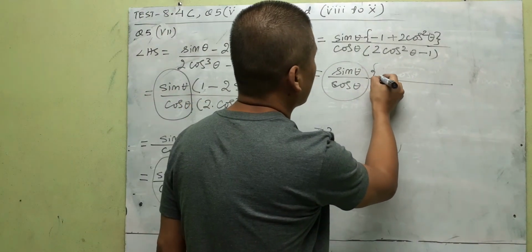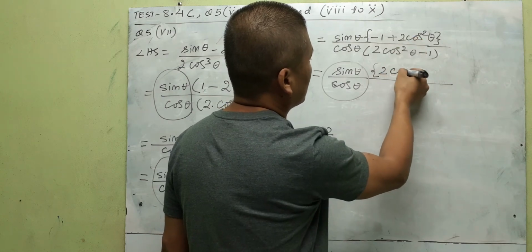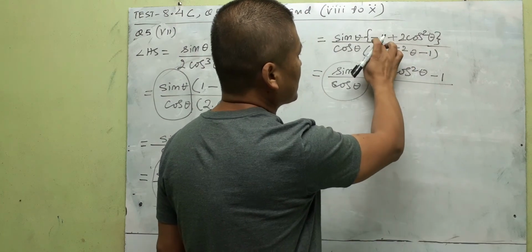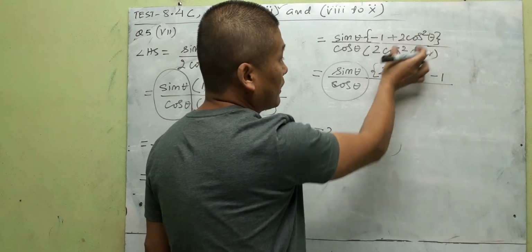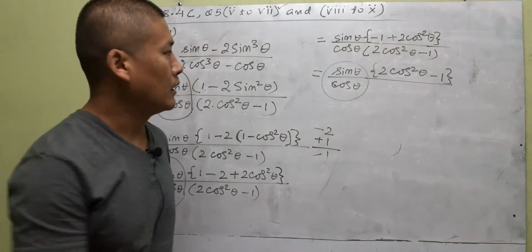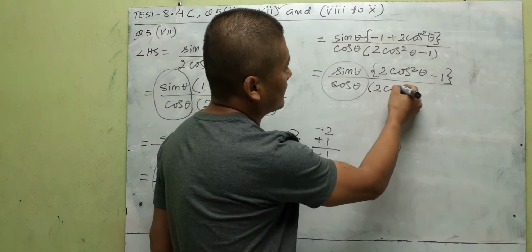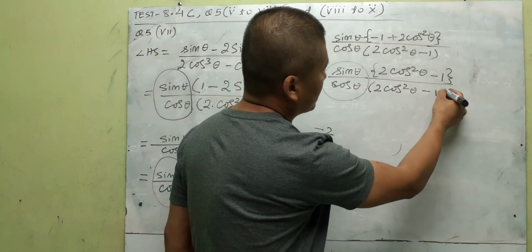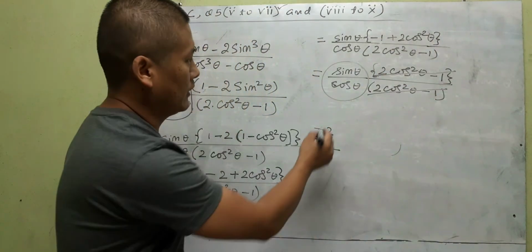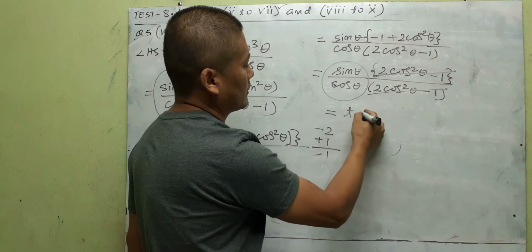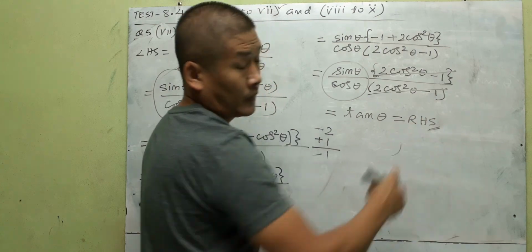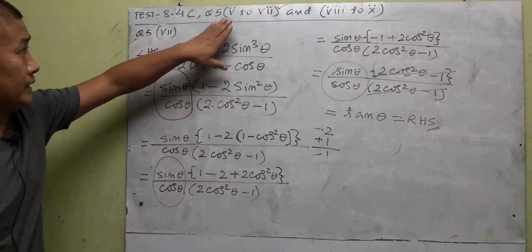Now if you slightly adjust this one, bring 2 cos square theta first, and this minus 1 second. We didn't change anything, no sign is changed, it means the same thing. We just brought the second term first and the first term second without changing the signs. So that's the same thing. Then the numerator and denominator, 2 cos square theta minus 1, are exactly cancelable. So we're left with sin theta by cos theta, which is tan theta, exactly equal to the right hand side.